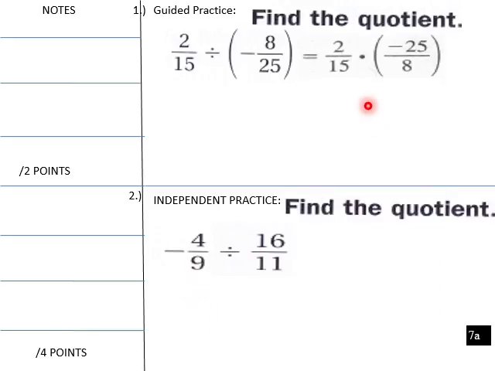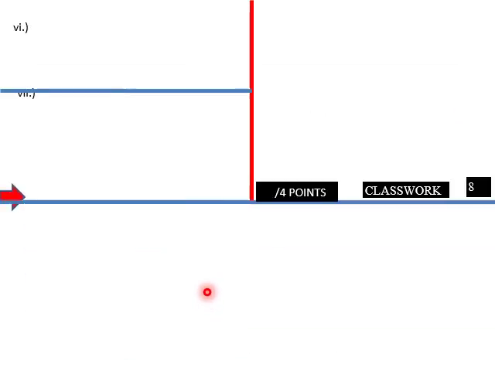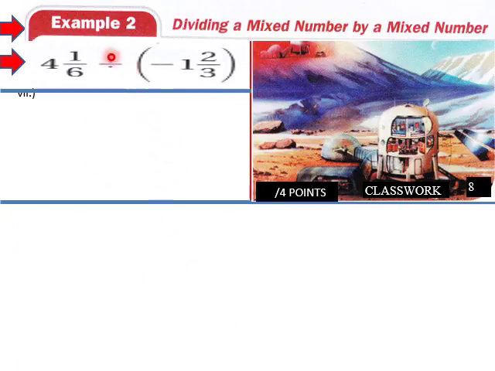Okay, so our solution here equals 2 over 15 times -25 over 8. We flip our divisor and then multiply it, and then we do canceling, and we get -5 over 12 for our solution here. Students, we go into example 2 here.